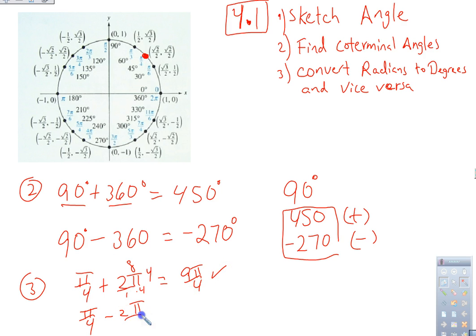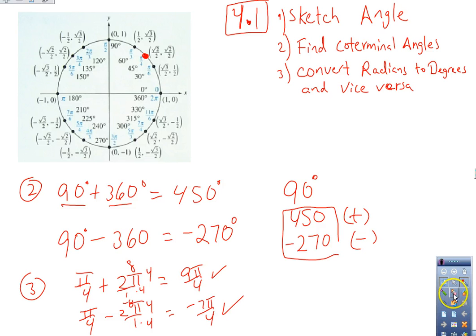And let's do the next one. Multiply by 4, top and bottom here again. We get negative 8 pi. 1 pi take away 8 pi is negative 7 pi over 4. So these two radian angles are coterminal with pi over 4. This one's positive and that one's negative.